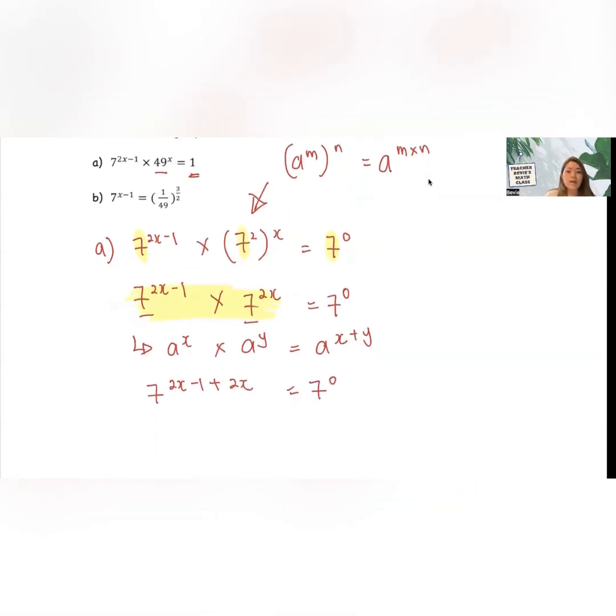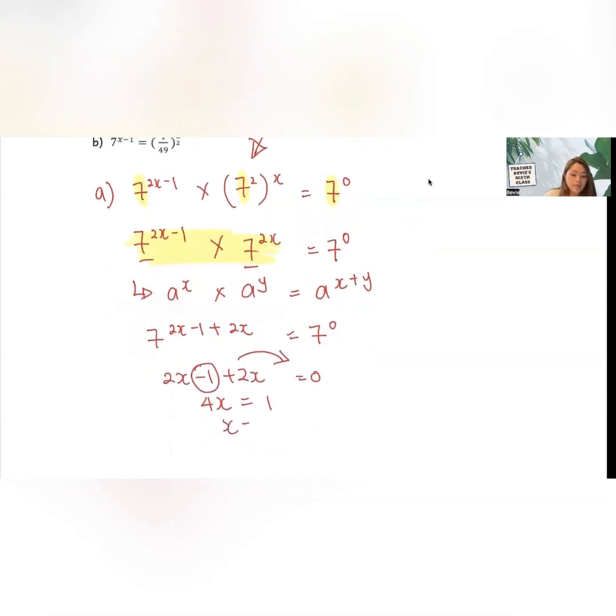Now that I have both bases the same, I can compare the powers on both sides. So 2x minus 1 plus 2x equals 0. This is just a linear equation for me to continue solving. 4x equals, I bring this minus 1 over to become a plus 1, and x equals 1 over 4, 1/4. That's all for part A.